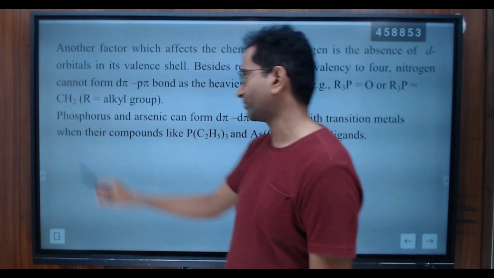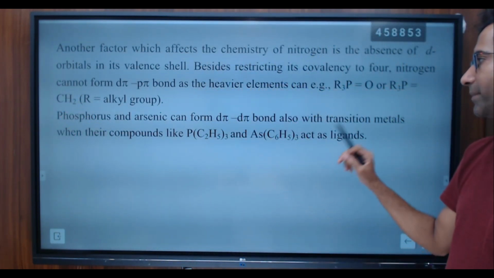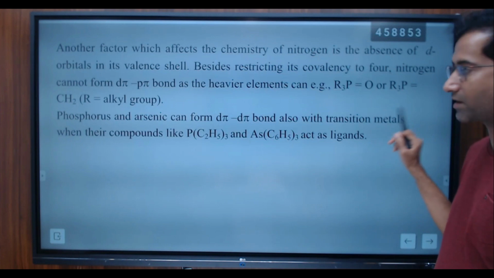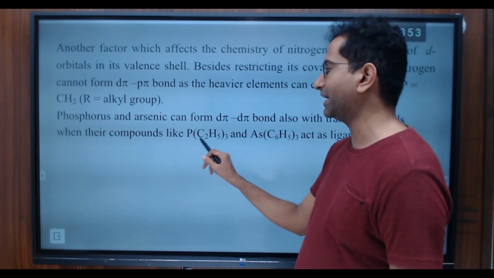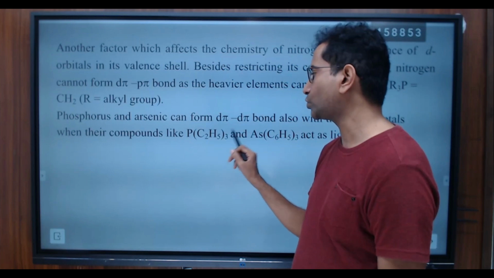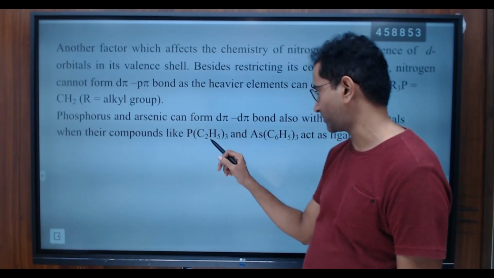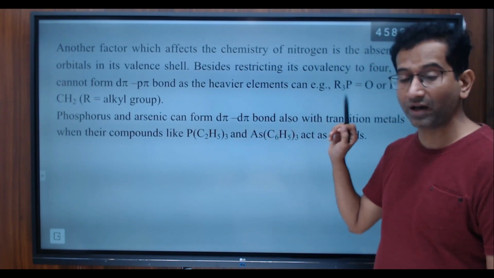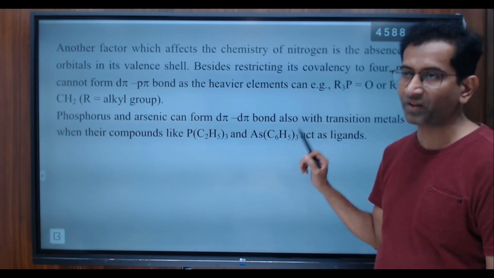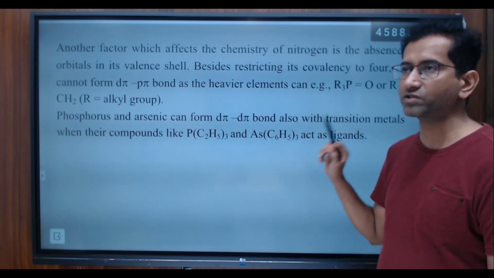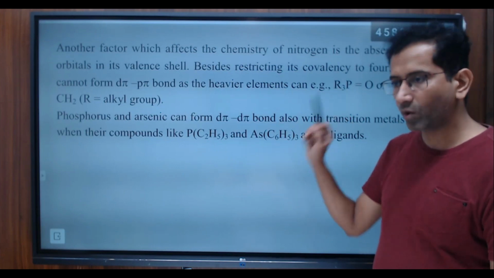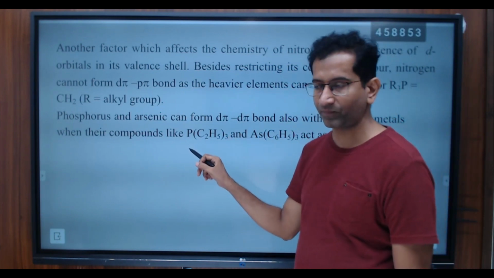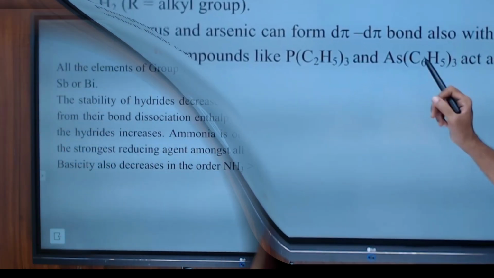orbital of carbon. Phosphorus and arsenic can form dπ bonds also when they form complex compounds with transition metals, in which the ligands used are P(C2H5)3, this is called triethyl phosphine, and this is called triphenyl arsine. These two ligands, you will have to remember, can be asked in an MCQ: which compounds can form dπ bonds of group 15 in complex compounds. Your answer should be triethyl phosphine and triphenyl arsine.